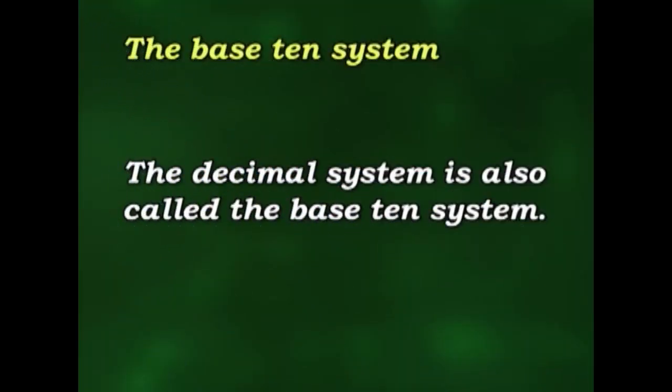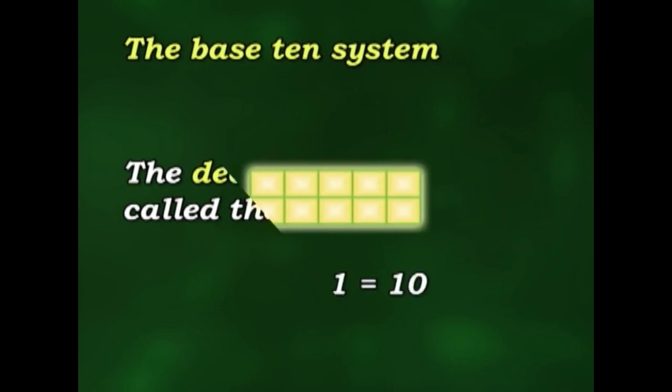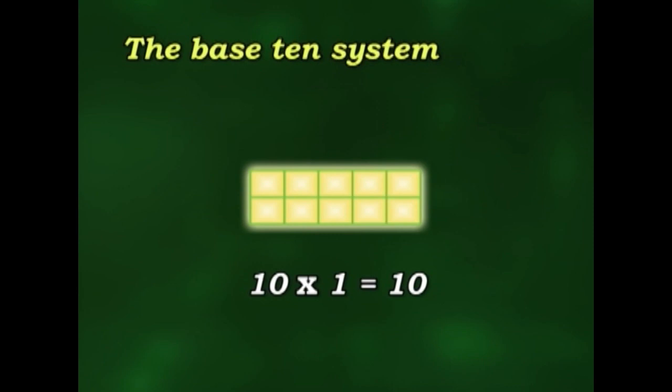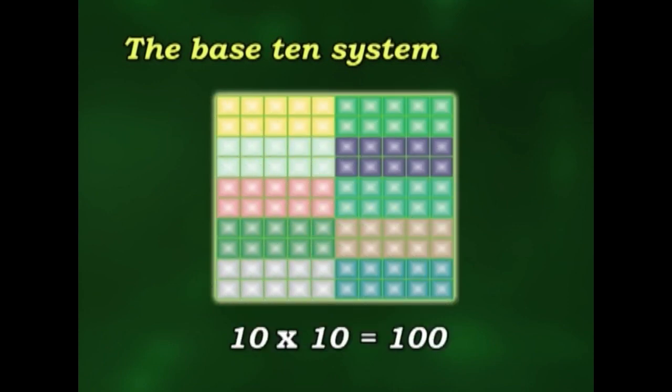Now then, the base 10 system. The decimal system is also called the base 10 system because everything's based on 10. Look at the first block of squares. 10 times 1 is 10. Look at the second one. 10 times 10 is 100. You can count them if you like, but believe me, it's true.